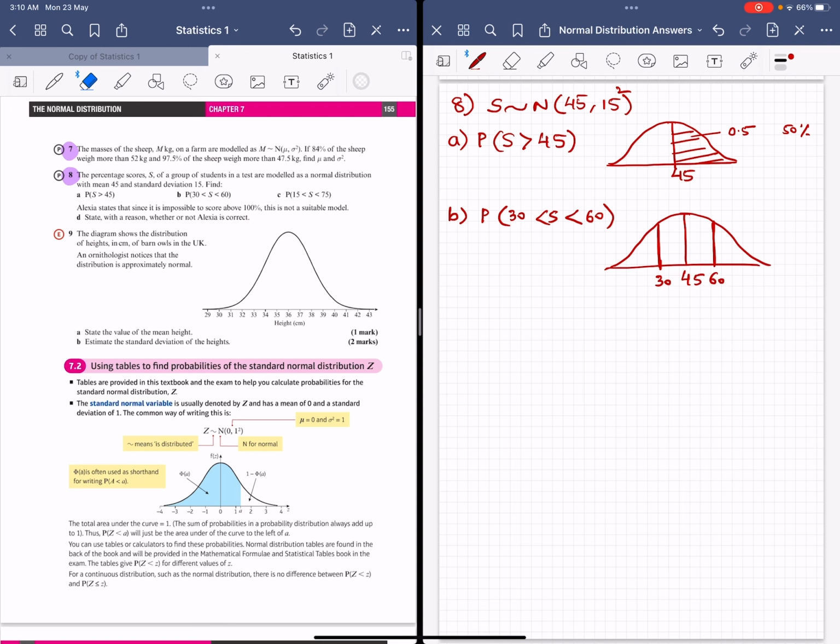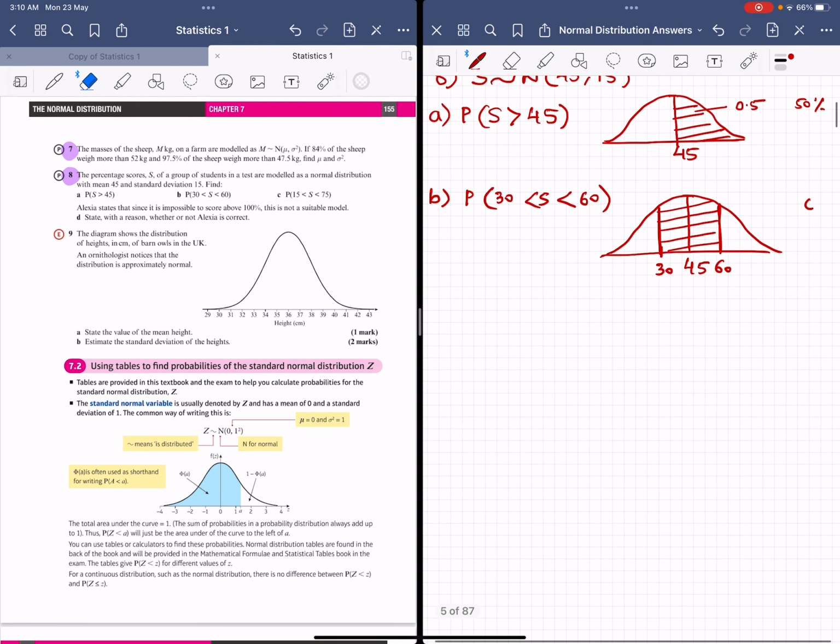Therefore, we know that we are looking for the probability between one standard deviation below and above the mean. And we already know that the probability between one standard deviation below the mean and one standard deviation above the mean is 68%. So the probability is 0.68.